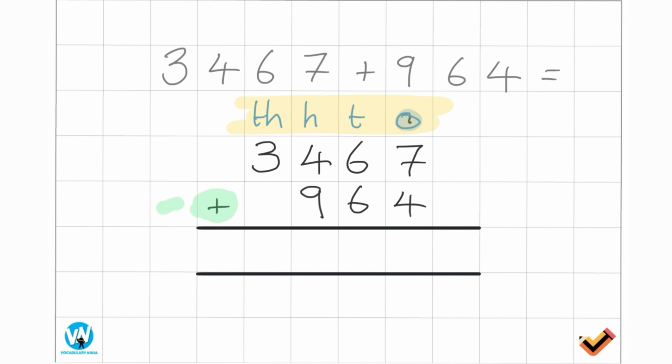So 7 add 4 is 11. So again, we're going to need to carry. That 1 gets carried into the next column because we created 7 add 4 is 11. The 1 of the 11 stays here, and then we're carrying the 10 into the next column, okay? So we'll just get rid of those scribbles, and 7 add 4 is 11, and we've carried the 1.